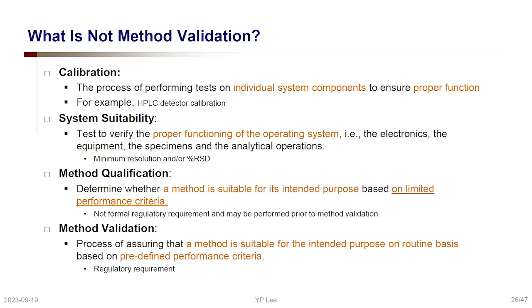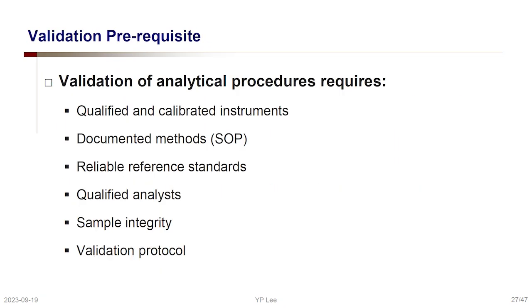And also, there is no predefined criteria for method qualification. For method validation, there are predefined performance criteria, and the validation is conducted to see if those criteria are met or not. So that's what method validation is about. And also, compared to the qualification, robustness is also covered more widely with the method validation.